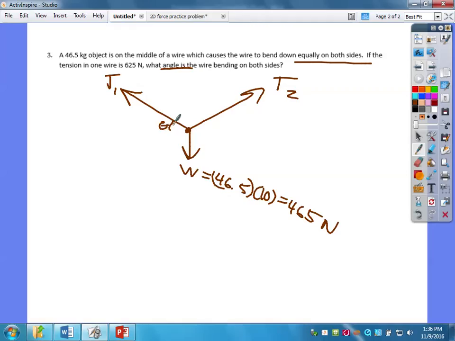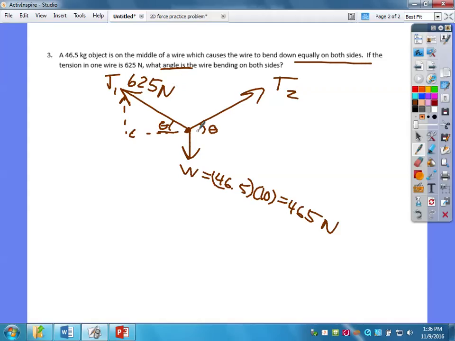If it's bending down equally, these angles are equal. So I only need to solve for one of them. I don't need to solve for two. They're going to be equal. So let's go ahead and draw out my triangle nicely here. I know that the wire has a tension of 625 newtons. So I have that. The weight is 465.